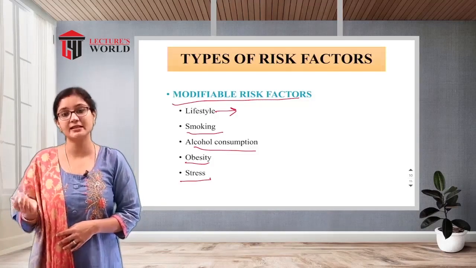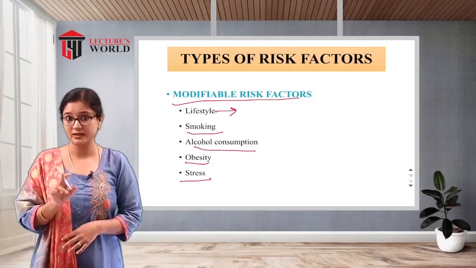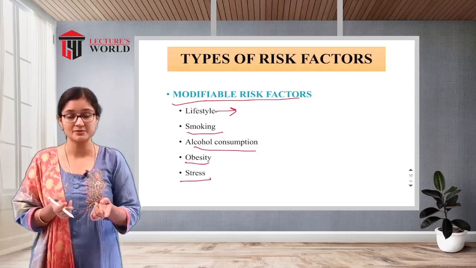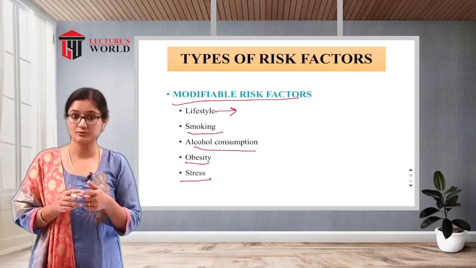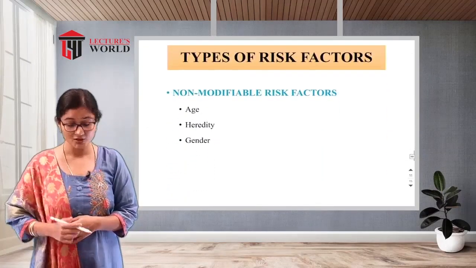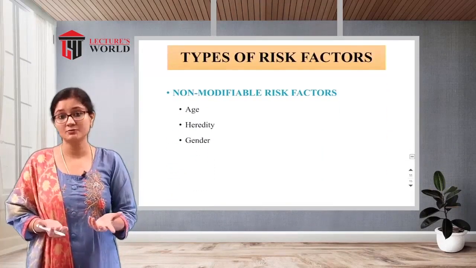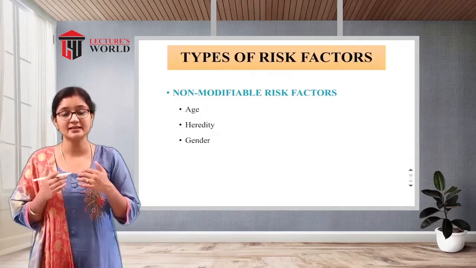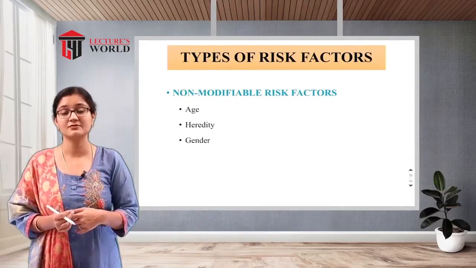Now let us see the next factor. As we said, there are two types of risk factors: modifiable and non-modifiable. Let us see what are non-modifiable risk factors. What do you mean by non-modifiable? Non-modifiable, change नहीं कर सकते. Can I say the first non-modifiable risk factor is age?